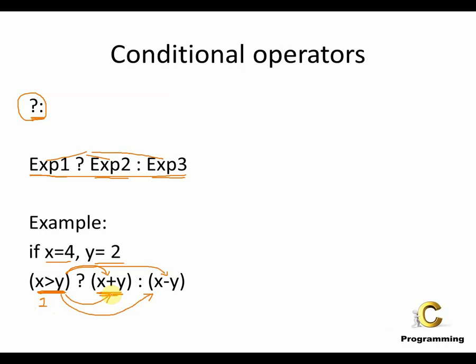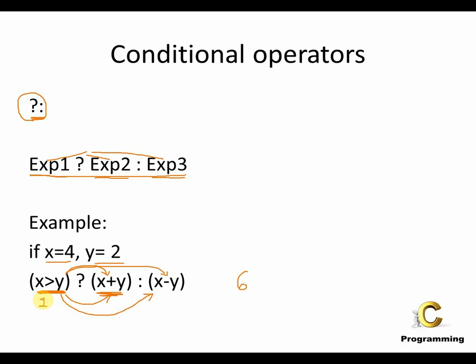And expression 2 says perform x plus y. So x value is 4 and y value is 2. So 4 plus 2 gives you an answer of 6. So the final answer of this expression will be 6. So this is the answer of this example.